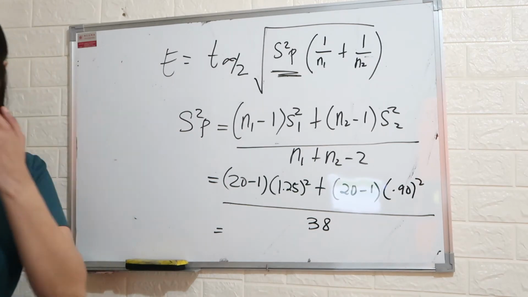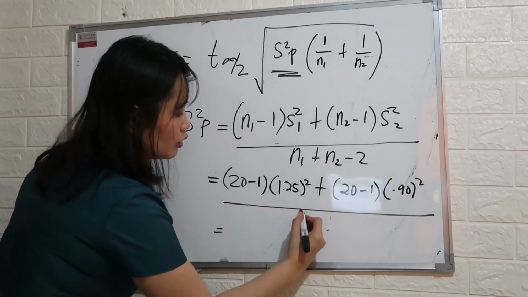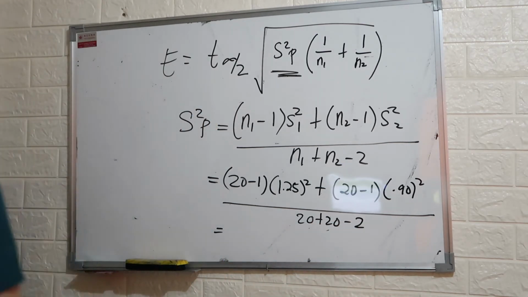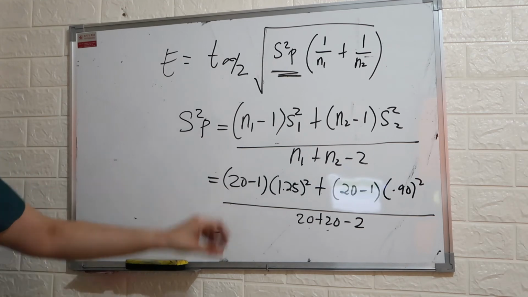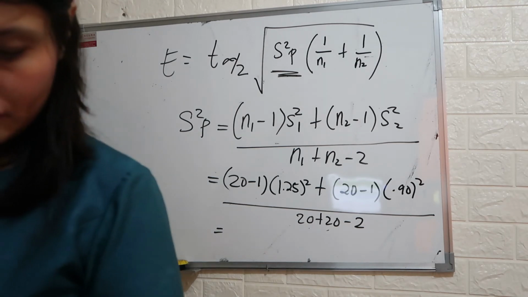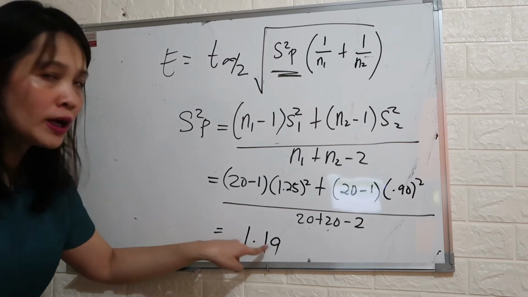So what would be your answer? Anybody? Ano naging 38? 20 plus 20 minus 2. Can anyone give me the answer of this one? Ano sagot dito? Miss 1.90. Okay, very good. So 1.19. Okay? So you already have 1.19.